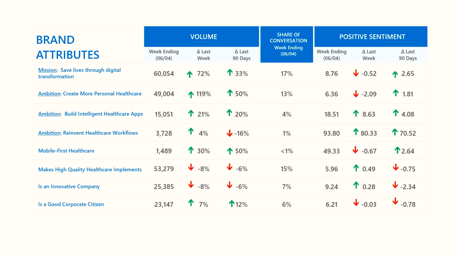Similarly, with the ambition to create more personal healthcare or build intelligent healthcare apps, these are combos of a bunch of different metrics. What you can tell from this visualization is, of course, there's volume, there's positive sentiment, so they're doing some form of comparison between volume and sentiment, but it's not clear to me really how they're doing. And I can't tell the difference between some of these numbers. My eyes go a little cross. It's also not super intelligent in terms of an artifact.